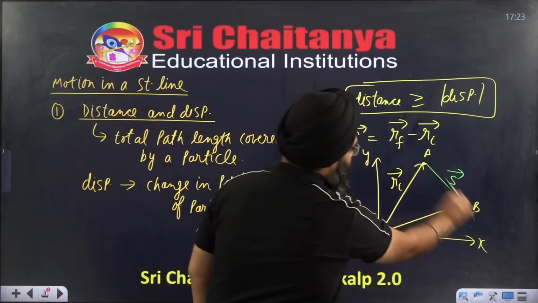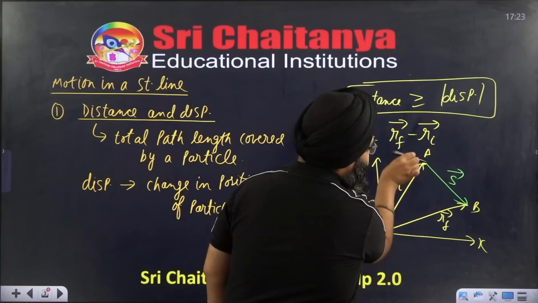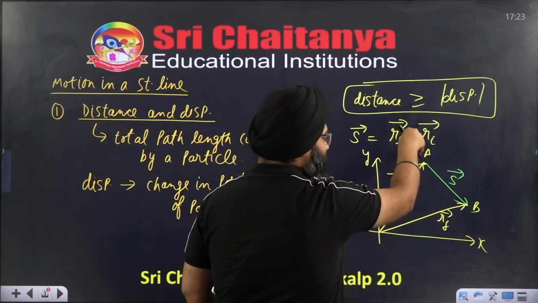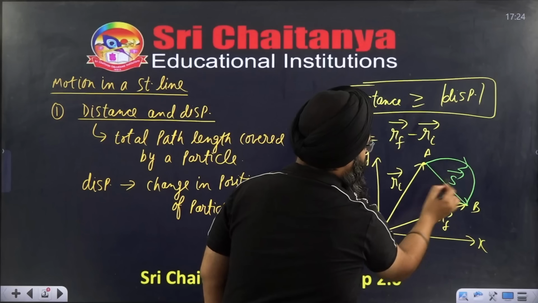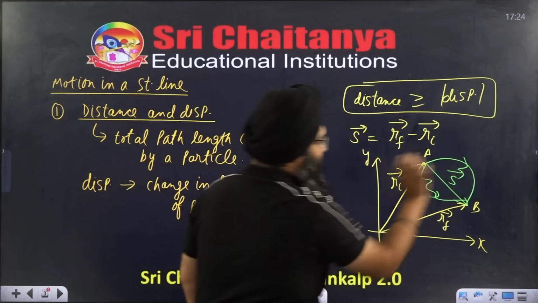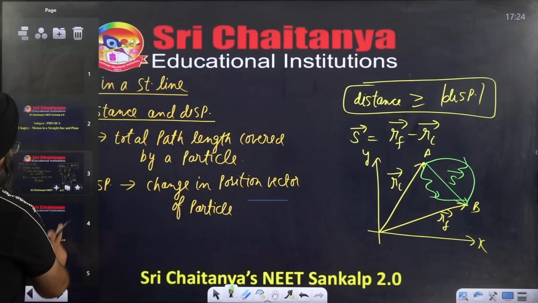And since it is the shortest path taken, that is why displacement has to be the minimum. The distance can be either equal to the displacement if you are going in a straight line from A to B, or the distance can be more also, because you can go like this also, you can go like this also, it can be anything. So distance can be more than displacement also. Let's come to the next concept.